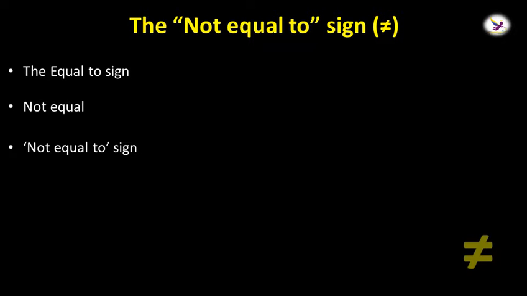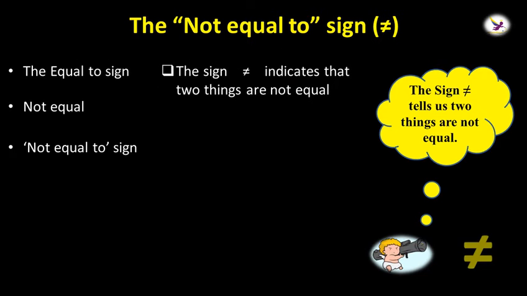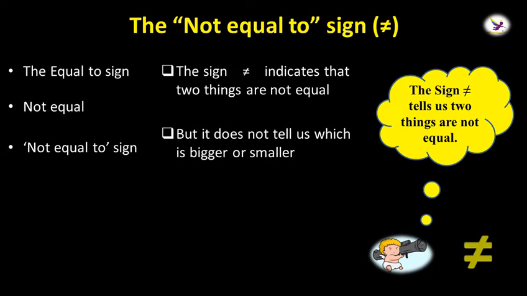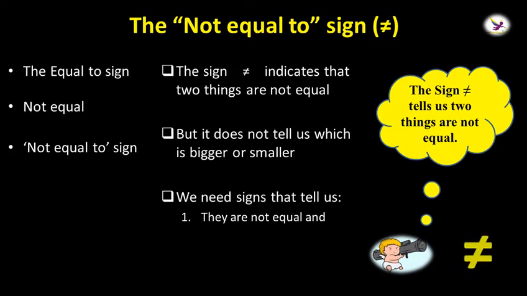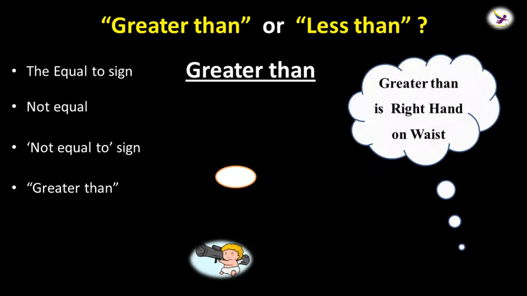Not equal to sign. The sign tells us that two things are not equal, but it does not tell us which is bigger and which one is smaller. That is a limitation of the sign. We therefore need signs that will tell us that two or three things are not equal and will equally tell us which one is the bigger one. That brings us to what we are studying today, comparing numbers.